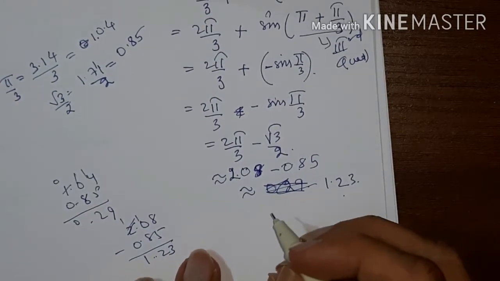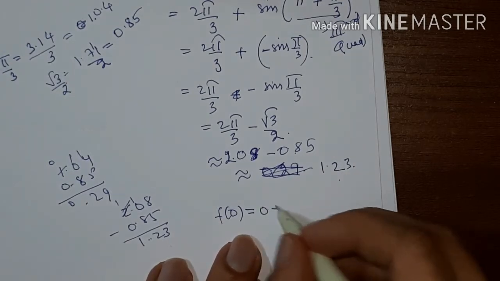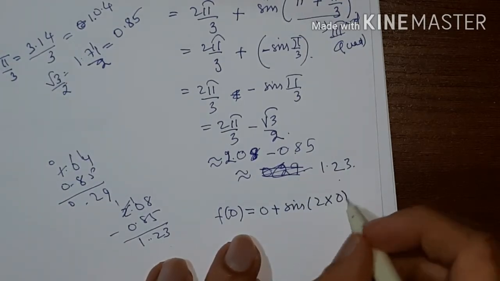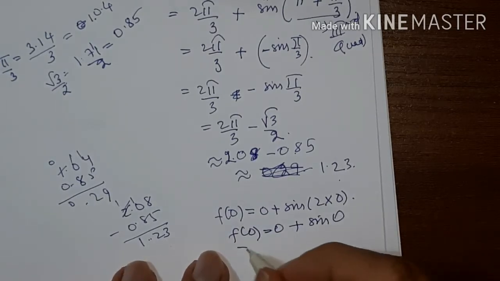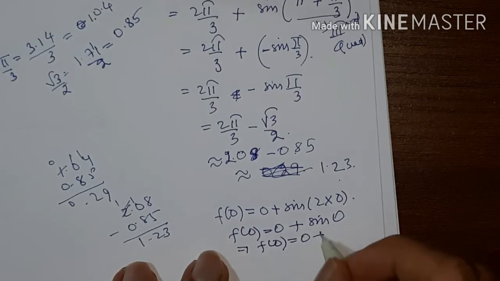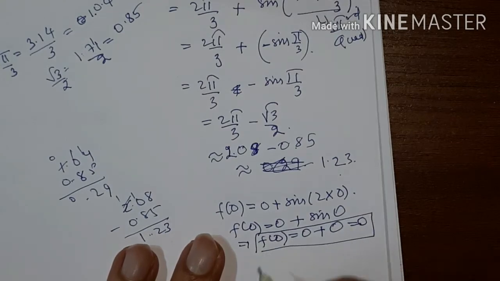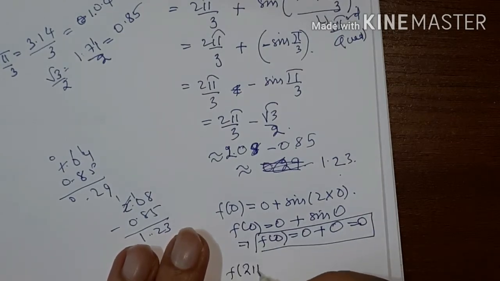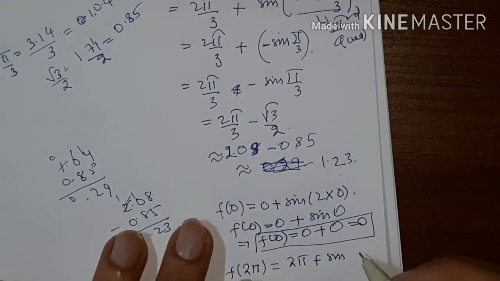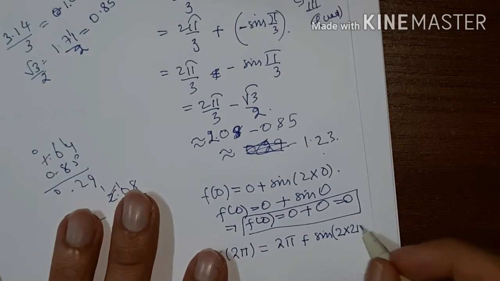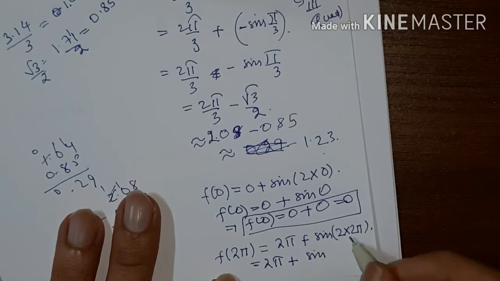Now also we have to find the values at the end points. So f of 0 we have to find. That is 0 plus sine of 2 multiplied by 0, so f of 0 will be 0 plus sine of 0, which is 0 plus 0, which is 0. So f of 0 is 0. Now at the next endpoint, that is f of 2 pi, that is 2 pi plus sine of 2 multiplied by 2 pi, which is 2 pi plus sine of 4 pi.